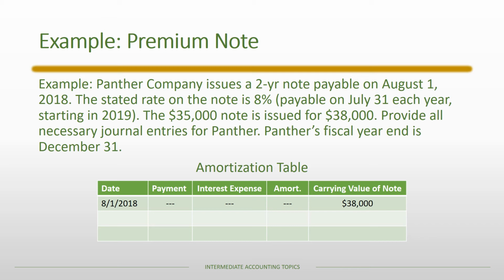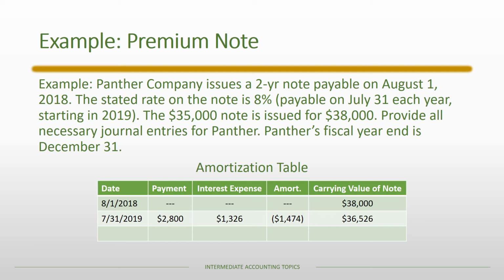We can see we have the issue date and the initial carrying value of the note. And after 1 year, of course, we have the payment of $2,800. The interest expense is, again, we're using the yield that we solved for. We're applying it to that $38,000 carrying value, and we get an interest expense of $1,326. And so we're going to amortize the premium $1,474 for that period.